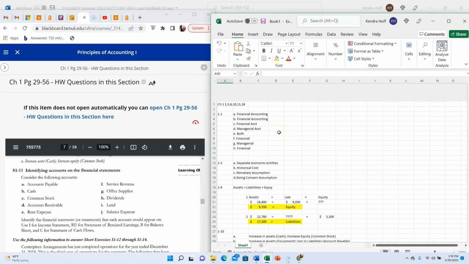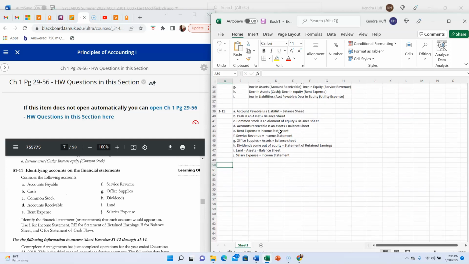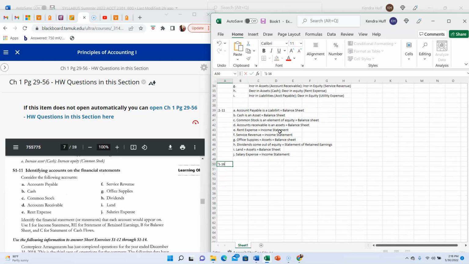So that's number 11, and we just need number 16. Excuse the dog.